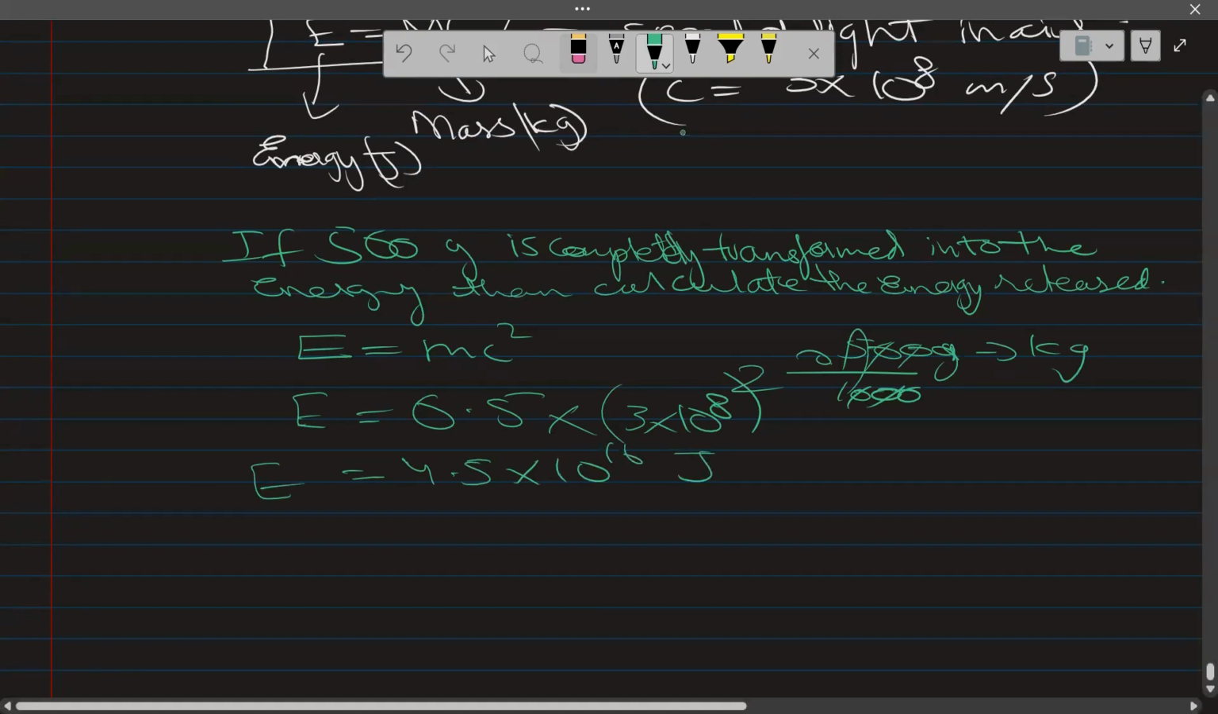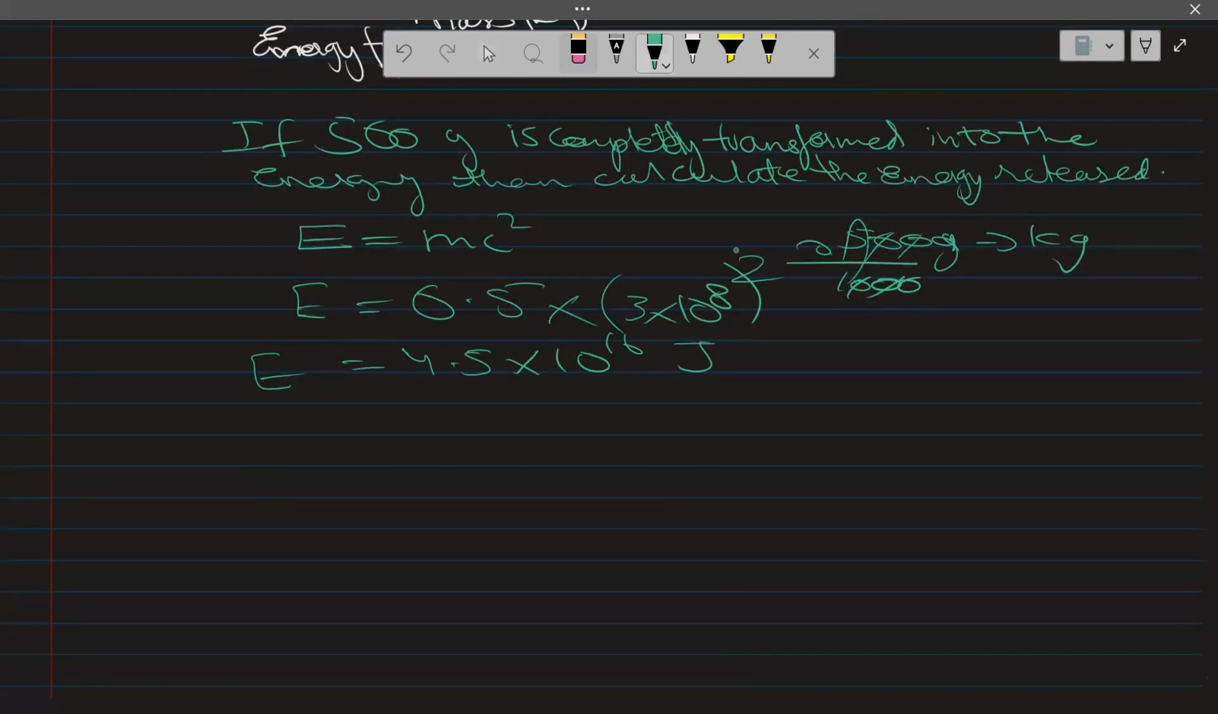So if we want to convert it into kilojoules, what do we have to do? We have to divide it by 1000, or divide it by 10 to the power of 3. When we bring this 10 to the power of 3 up, this 3 becomes minus 3, so the final answer in kilojoules will be 4.5 times 10 to the power of 13 kilojoules. So this is the first question, which is just solved.